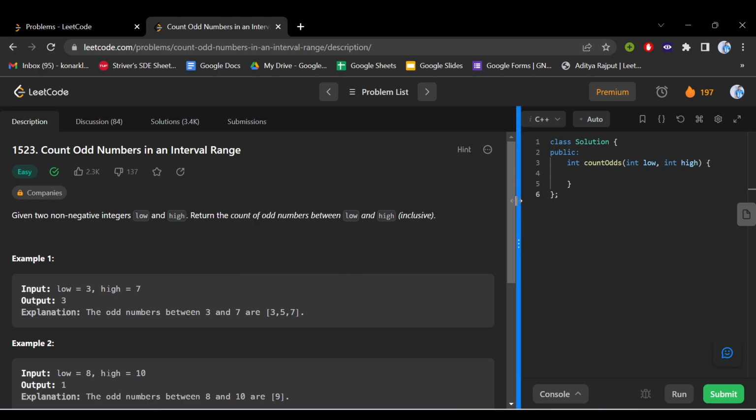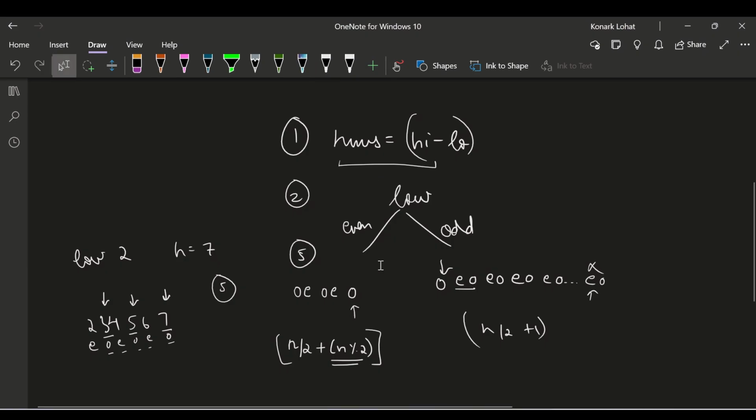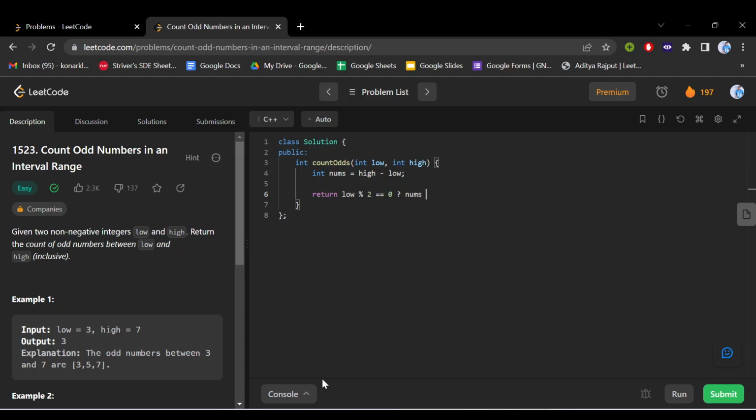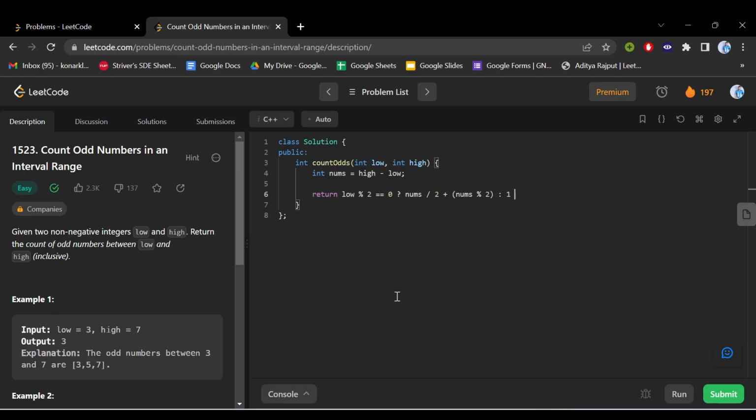So let's write the code for this one. I hope the logic was simple. So int, first of all, I will say nums, the number in between them, so high minus low, and then you have your answer. If low modulus 2 is 0, that means it's an even number. So if it's an even number, then nums divided by 2 plus nums modulus 2. Otherwise, if it's an odd value, then 1 plus the low, because low is an odd value, so we have to add 1 to it.